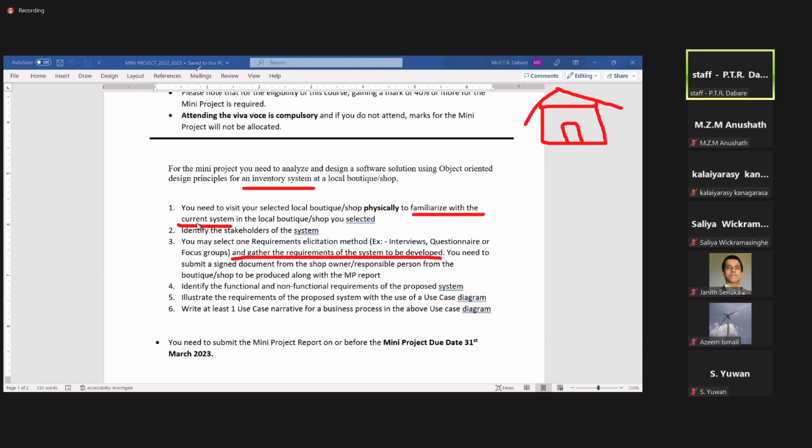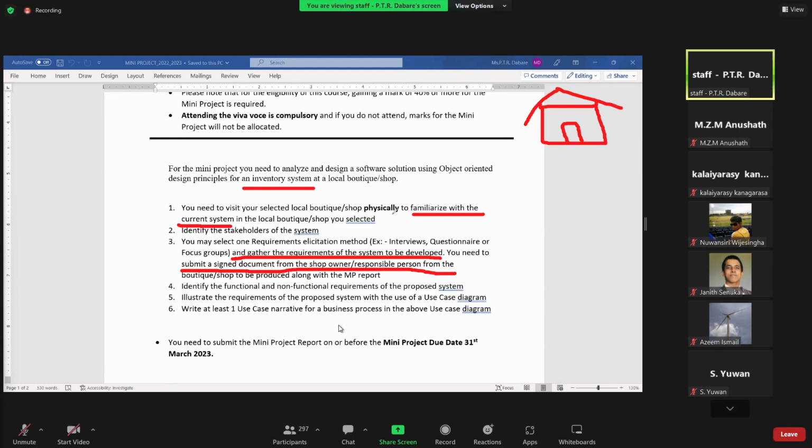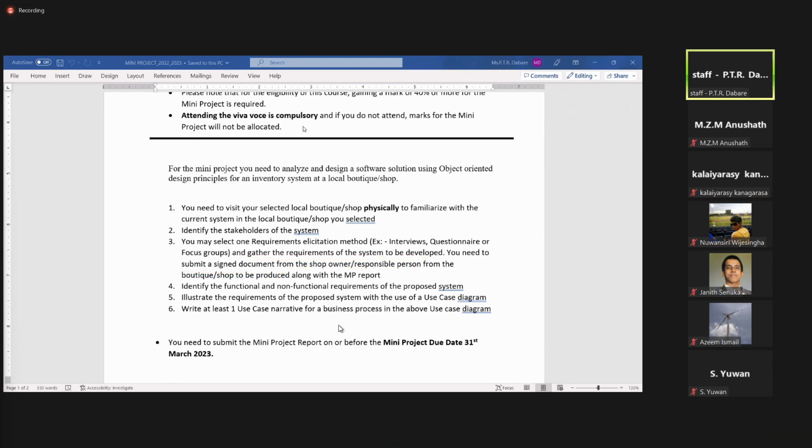now we have worked with students for many years, so we know how students gather these details. So you go and get the details from the shop owner, and then in order to prove that you did it, it is required that you submit a signed document from the shop owner or a responsible person from the shop. Did you understand that? Now, if that document is not there, you will lose some marks, right?